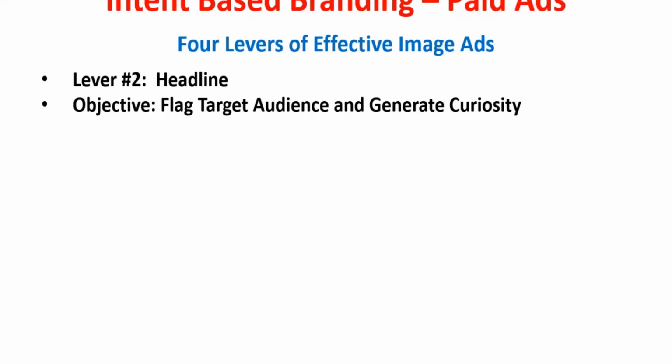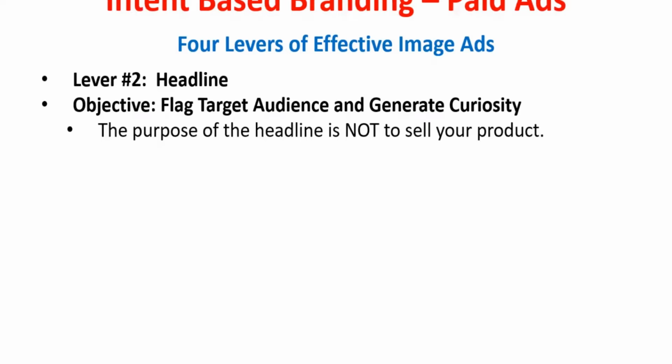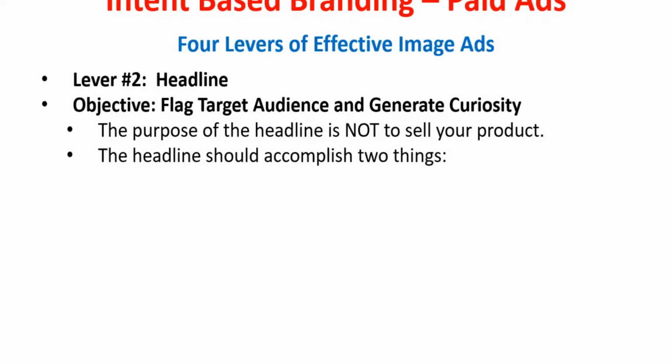You want them to wonder, okay, what is this about? What is this? What do they mean by this? You want your headline to generate curiosity. It is not to sell your product. Again, that is not the purpose. You're not trying to tell all the benefits and everything that your product can do for them. You're not trying to get them to go purchase the product based off your headline. You're simply trying to generate curiosity, because when we generate curiosity, we know that then they're going to go to lever number 3.